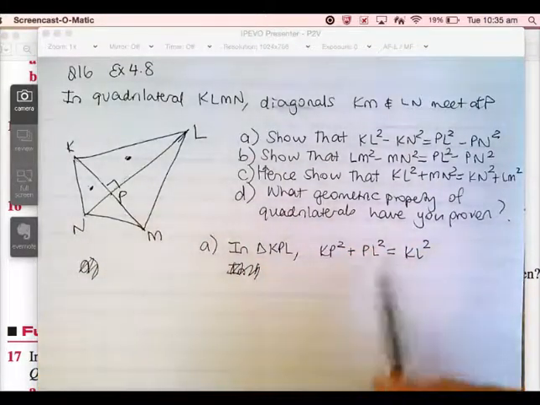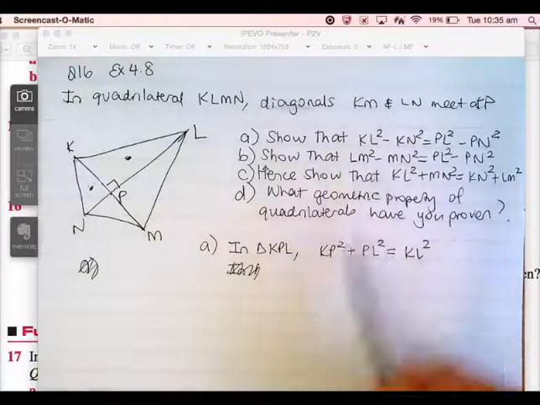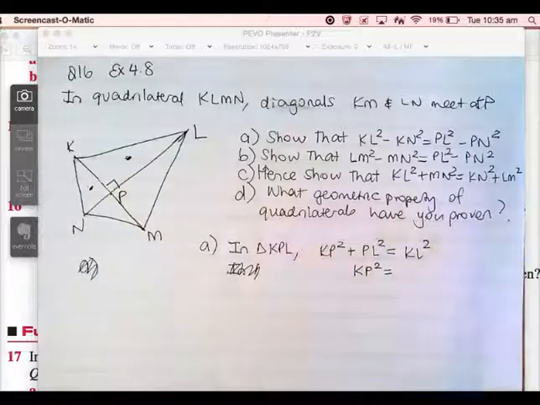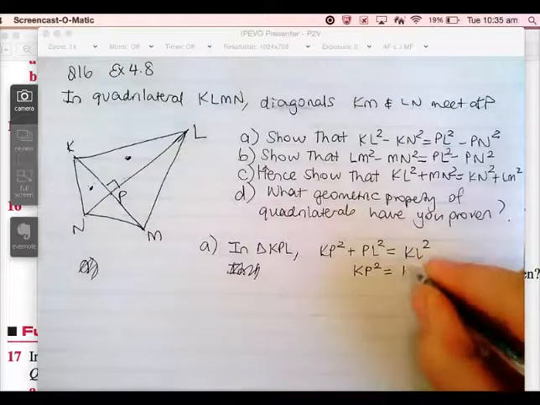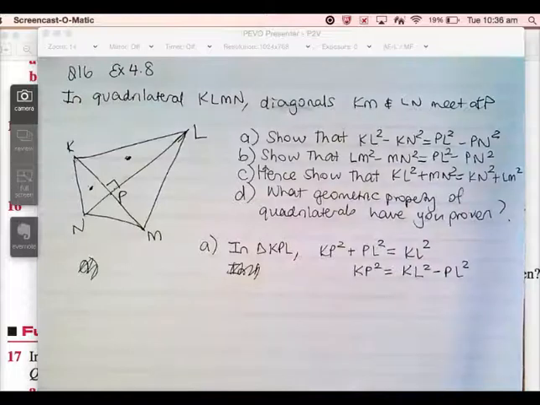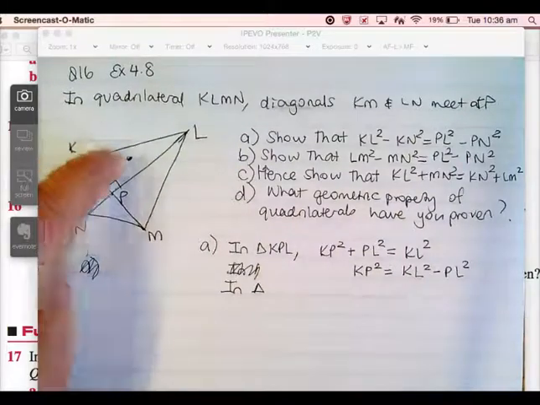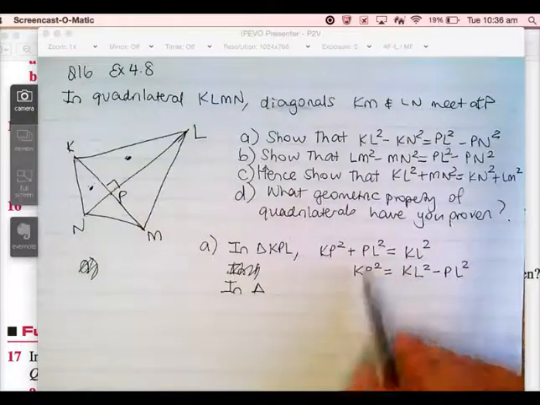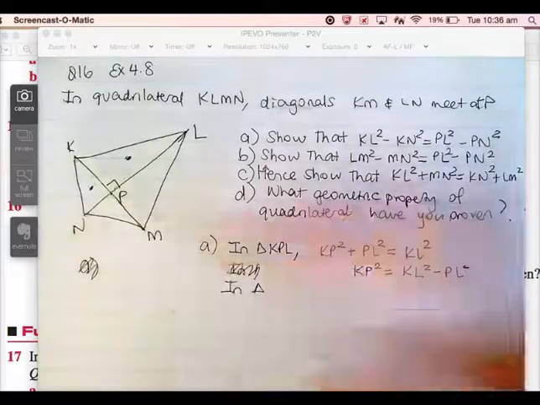Girls, notice in the question, is PL in the question? Yes. Is KL in the question? What's not in the question? KP is not in there, so I'm going to make KP what I call the subject of the formula. KP squared, I take everything over to the other side, and I get KL squared minus PL squared. I'll show you why I'm doing that in a minute. So I've worked with the first triangle, and because KP squared is not in what I'm trying to prove, I've put it on its own on the left, and I've put everything else over to the right. Does that make sense?